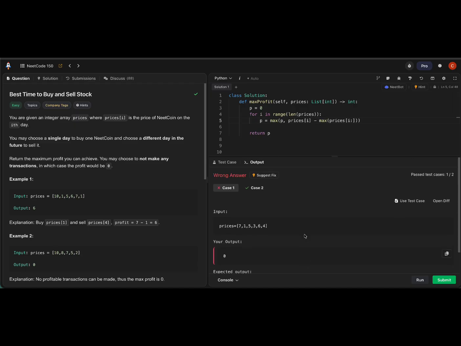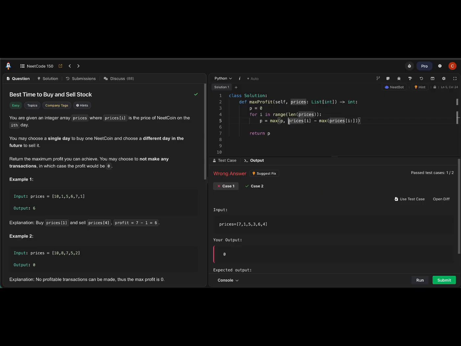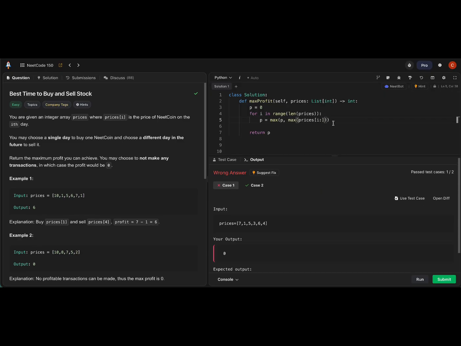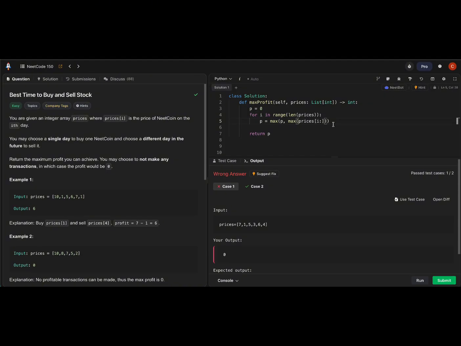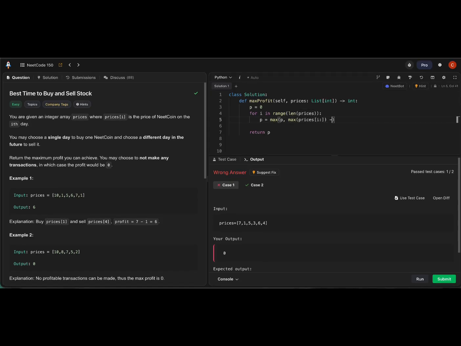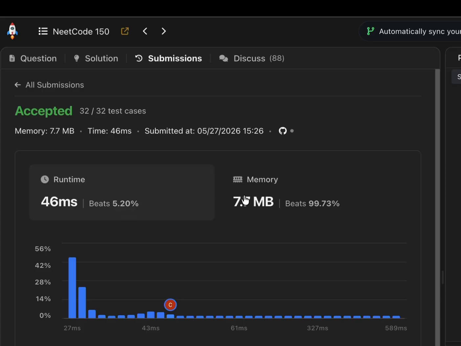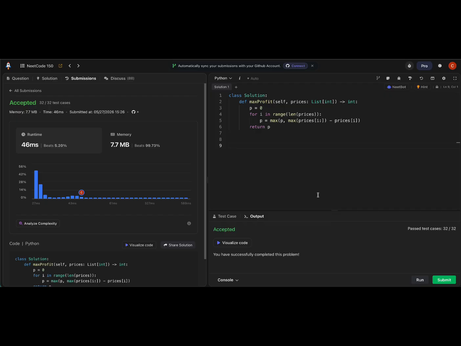Isn't this working? If the price, wait, hold up. This is the buy. This is the maximum we could sell it for. And then what we bought it for. I think I know what the issue is. We wrote this backwards. Rookie mistake. Boom. Easy. Beat 5.2%. This is chopped.